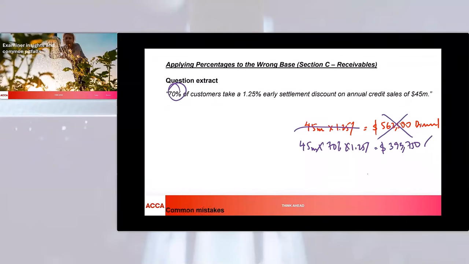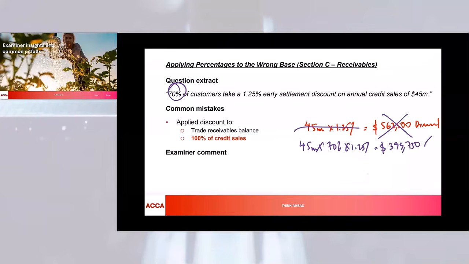So the most commonly made mistake is that it is applied to the trade receivable balance, and it is not applied to the 70 percent; they take 100 percent of the credit sales. So what was the examiner's comment on this? The most common error was to apply the discount to the trade receivables. It was applied to the entire trade receivables, and it was not applied to just the exact percentage of people who went for the early settlement.